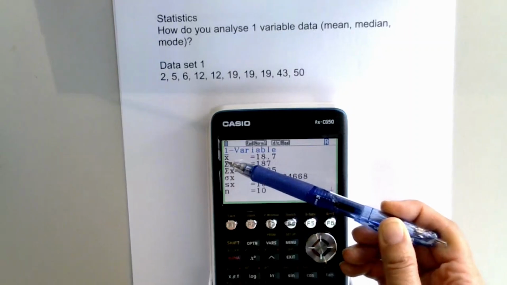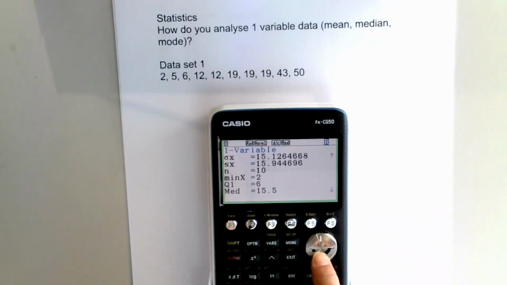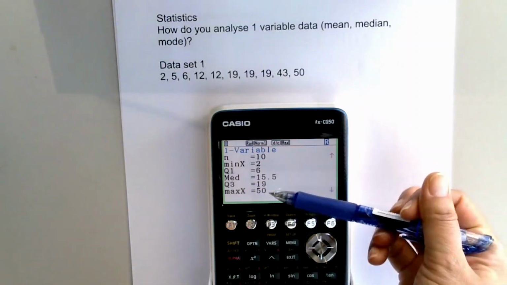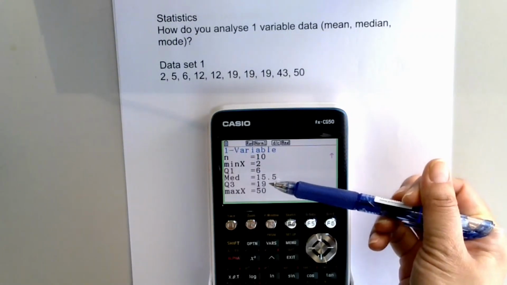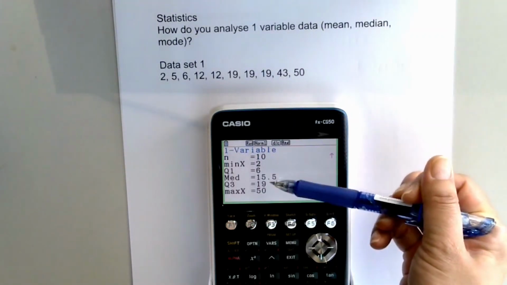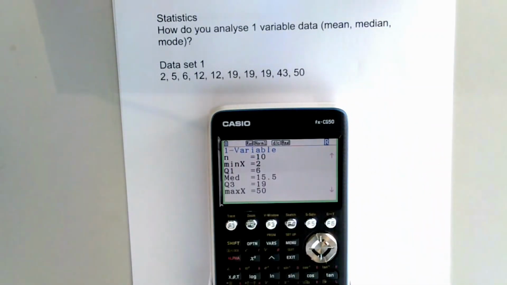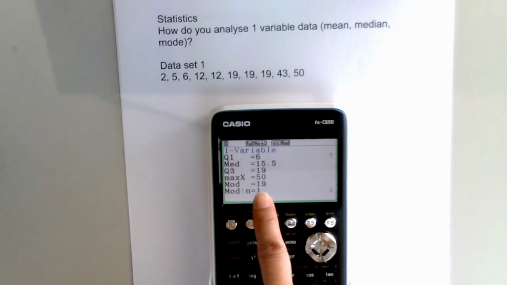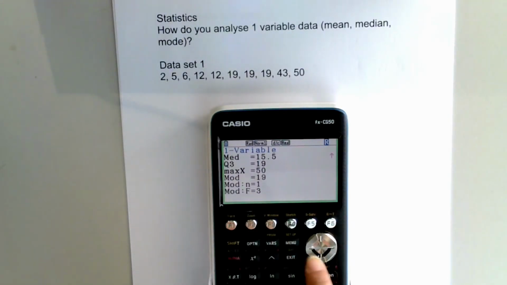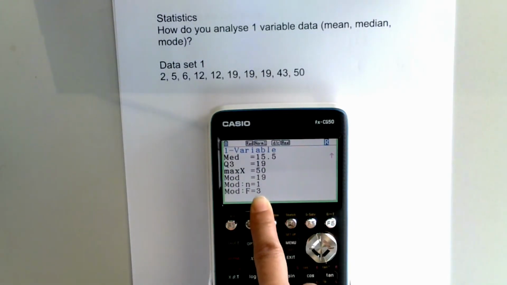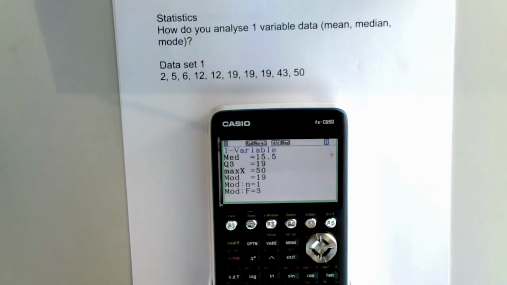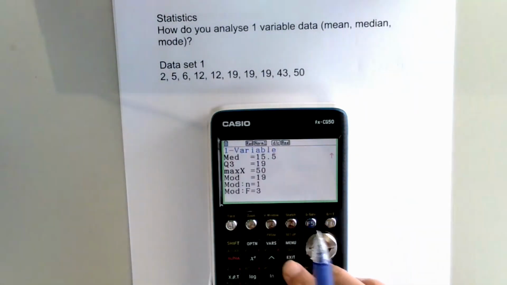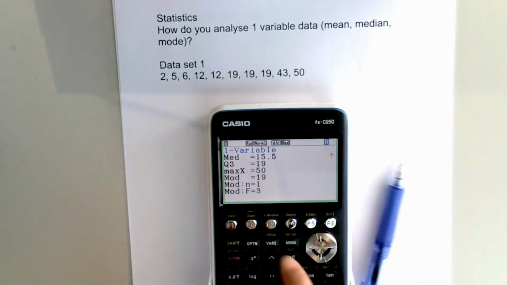The dash is the mean. Minimum, maximum, median, MED is the median. Q1, Q3, quartile 1 and 3, so you actually get enough information for you to draw a box plot. And then the mode is 19. And the frequency of the mode is 3. So they give you everything in there. So that's how we're going to get through that. Straightforward?